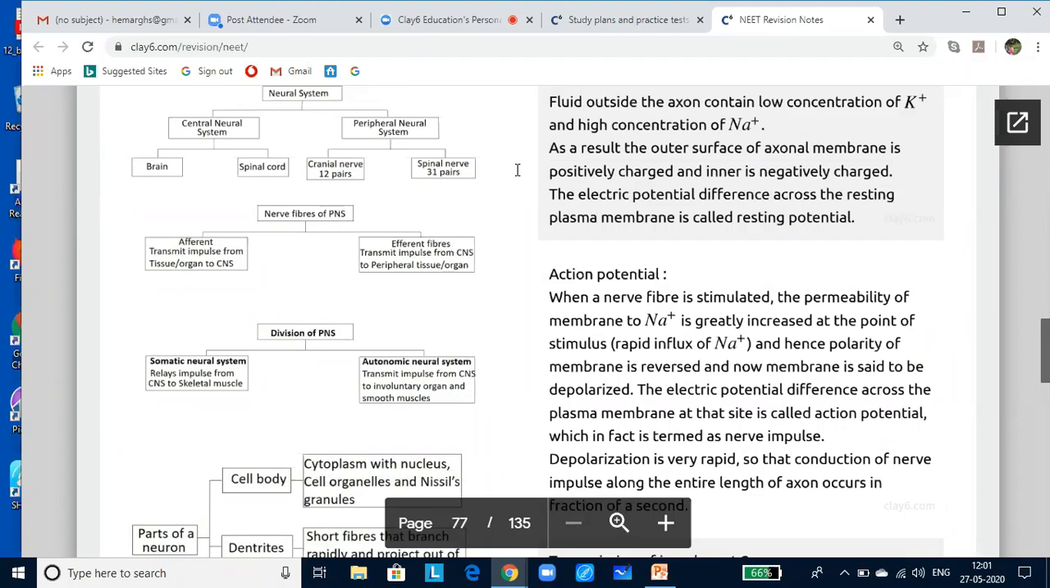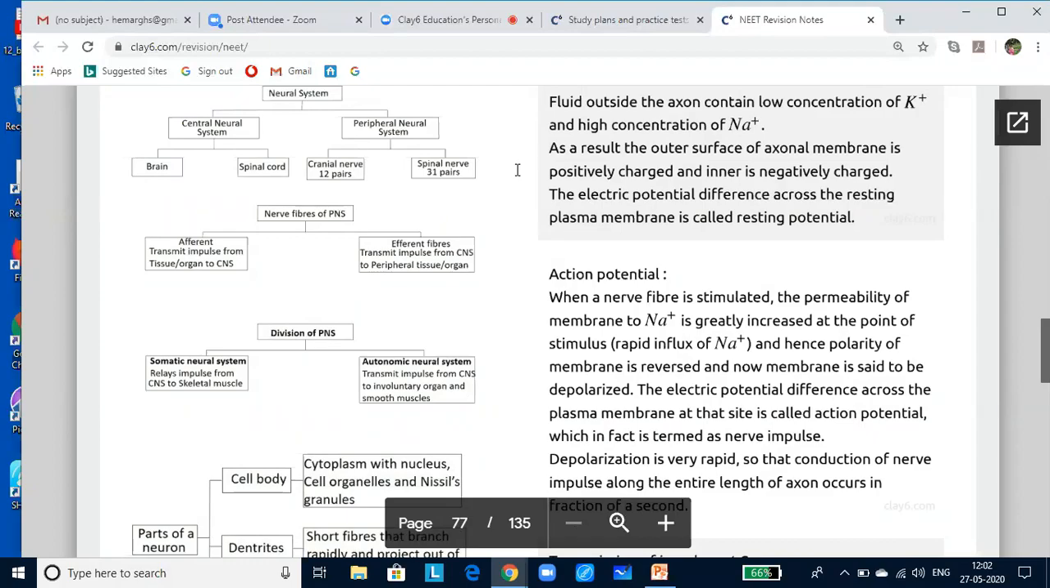These are afferent fibers and efferent fibers. Afferent fibers transmit impulses from tissues or organs to the central nervous system, and efferent fibers transmit regulatory impulses from the central nervous system to the concerned peripheral tissues. The PNS consists of the somatic nervous system and the autonomic nervous system. The autonomic nervous system is further divided into the sympathetic nervous system and the parasympathetic nervous system.